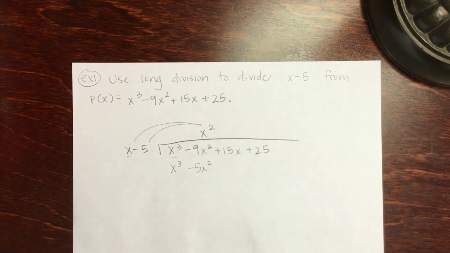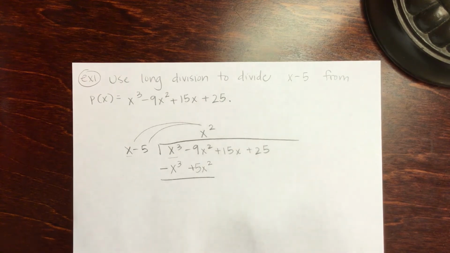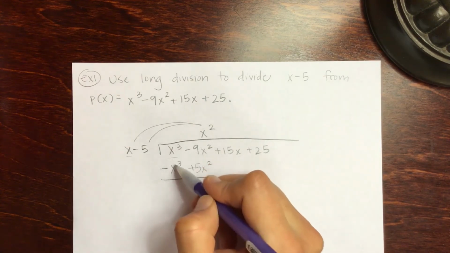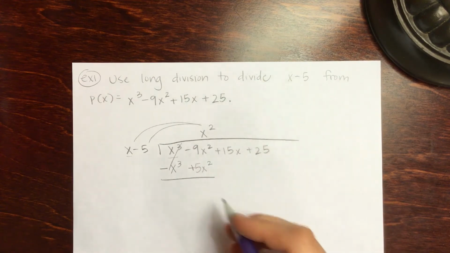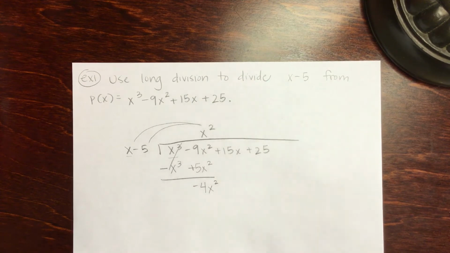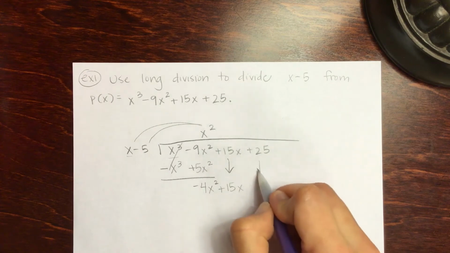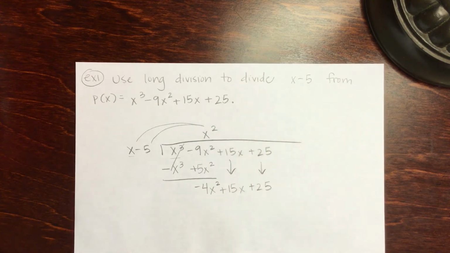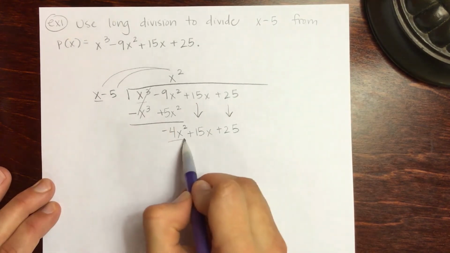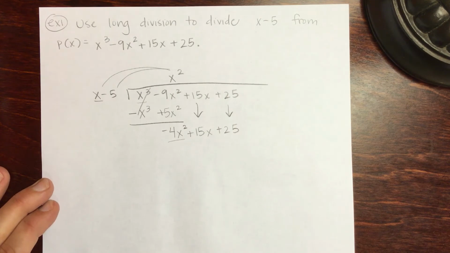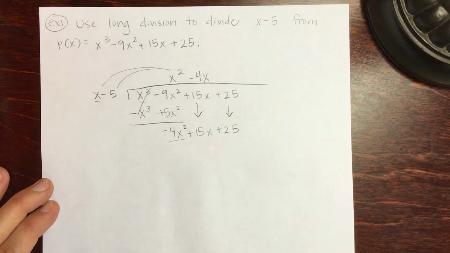And now we're going to subtract. That means change your signs and add straight down. So x cubed minus x cubed, that goes away, which was the whole point. And negative 9x squared plus 5x squared is negative 4x squared. Last step, bring down these unused terms, and we're going to repeat the process. All right, now, x times what would give me negative 4x squared? Negative 4x. All right, distribute.